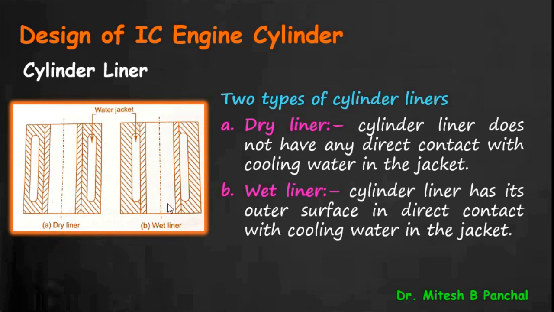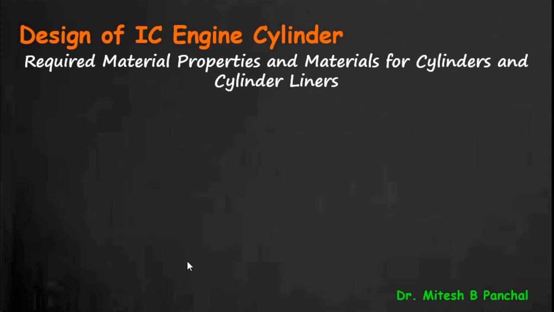Next is the water liner. So you can see in this figure that the cylinder liner has its outer surface in direct contact with the water of the water jacket, right? While in dry liner there is an intermediate surface between the outside surface of the liner and water inside the water jacket. While in case of water liner, the outside surface of the liner is in direct contact with the cooling water of the water jacket.